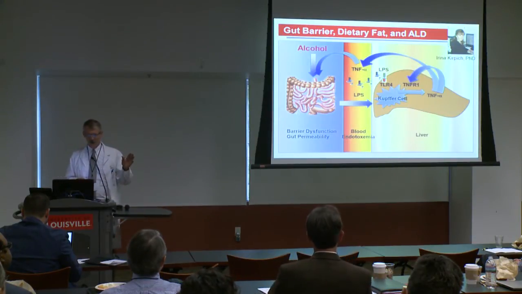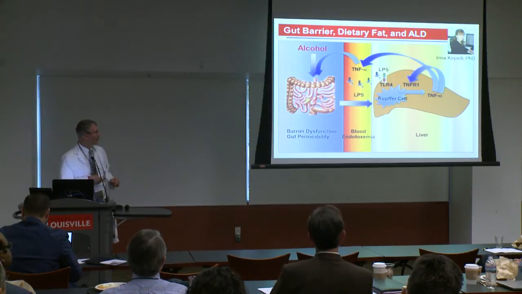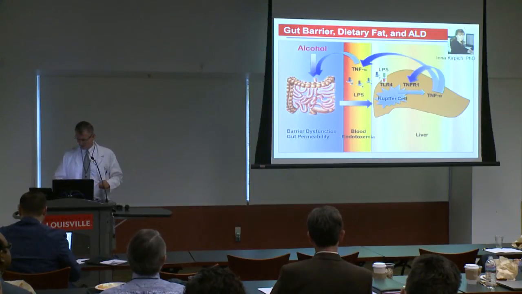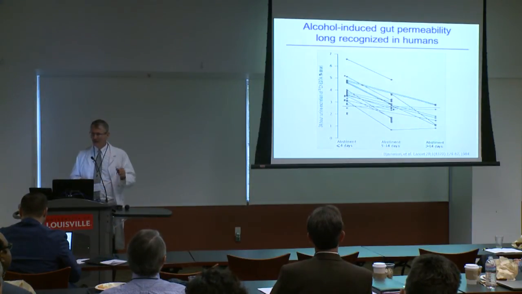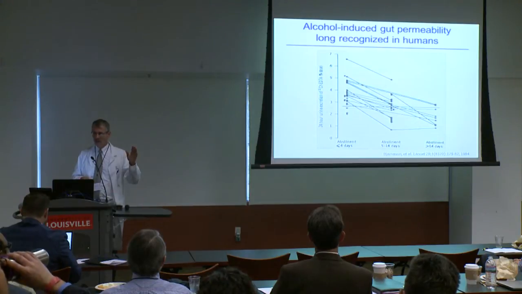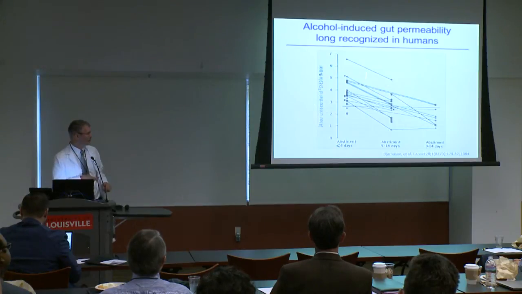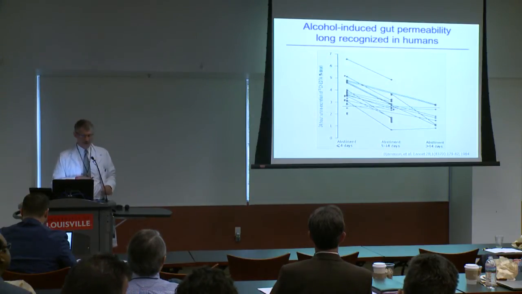Now, in a parallel fashion, we see that alcohol can cause alterations in gut barrier function, endotoxemia, activation of tolls, TNF production, and inflammation. And dietary fat can markedly modulate that, and this work was done by Irina Kirpich. Now, it's been long recognized that there's altered gut permeability in alcoholic liver disease. This is human studies looking at a marker of gut permeability, and just alcoholics coming into a detox unit, as they come off alcohol, they get better.